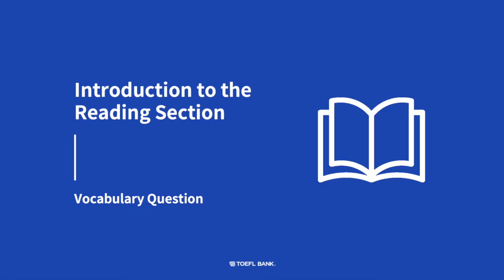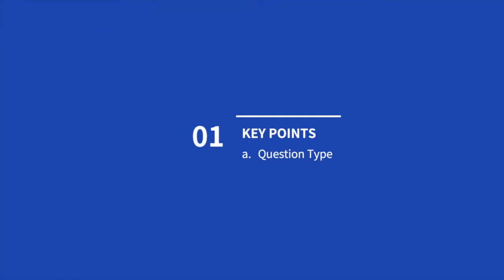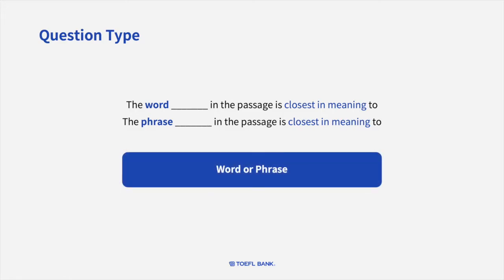This lecture is about vocabulary questions in the TOEFL exam. In every TOEFL reading passage, there will be 1 to 2 vocab questions. And what you have to do is to select the word or phrase that is closest in meaning to the word or phrase in bold. Vocabulary questions look like the following. The question could ask about a word or a phrase.